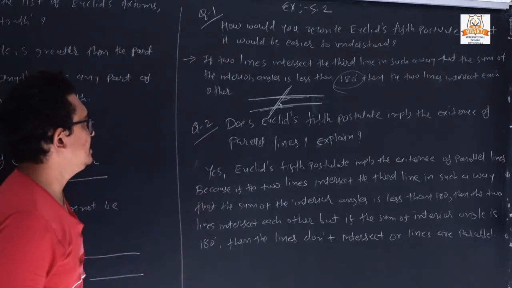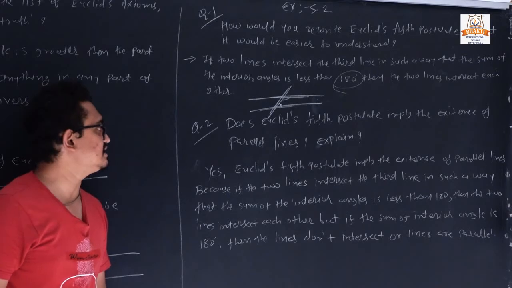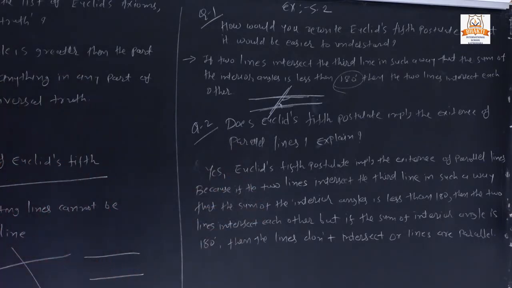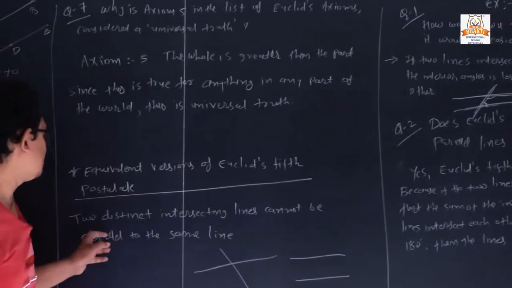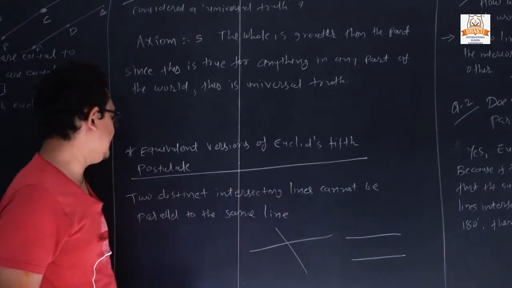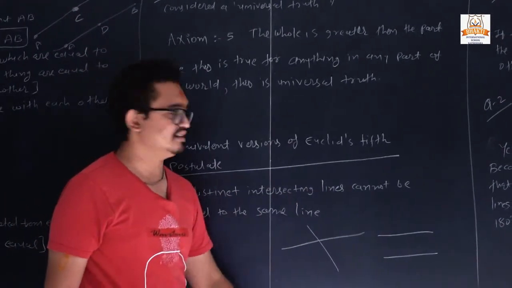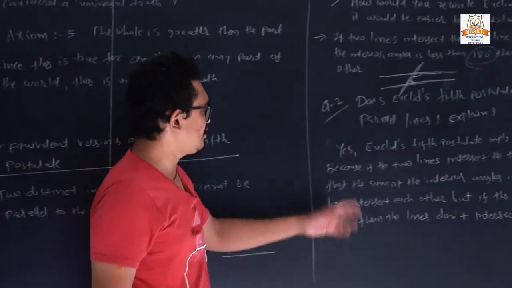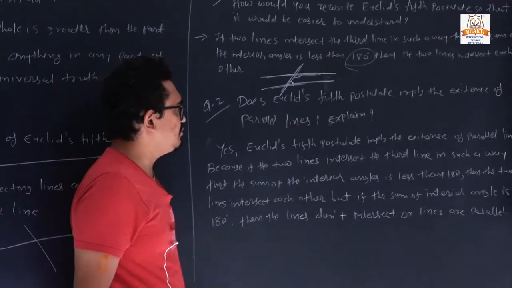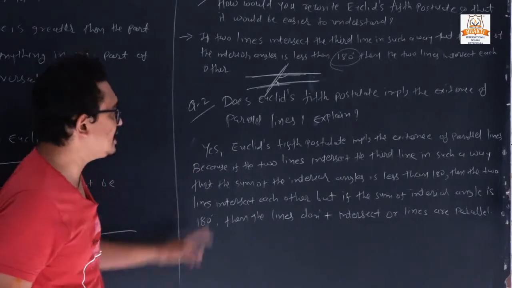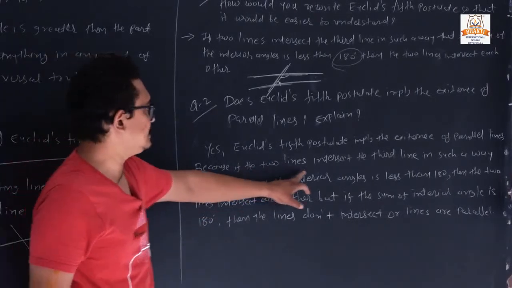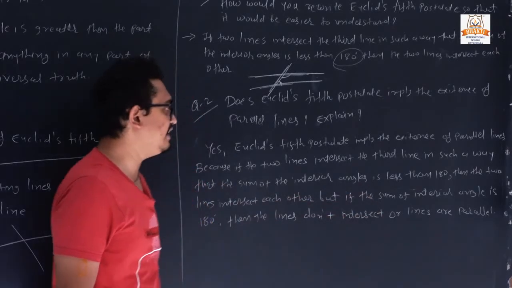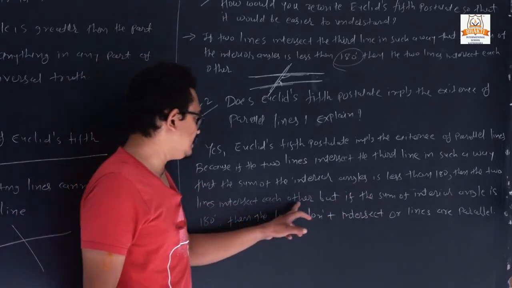Now next, does the Euclid fifth postulate imply the existence of parallel lines also? We can already declare that two distinct intersecting lines cannot be parallel to the same line. They are not parallel to the same line if they are intersecting. So we can rewrite: the fifth postulate implies the existence of parallels, because if two lines intersect a third line in such a way that the sum of the interior angles is less than 180, then the two lines intersect each other.